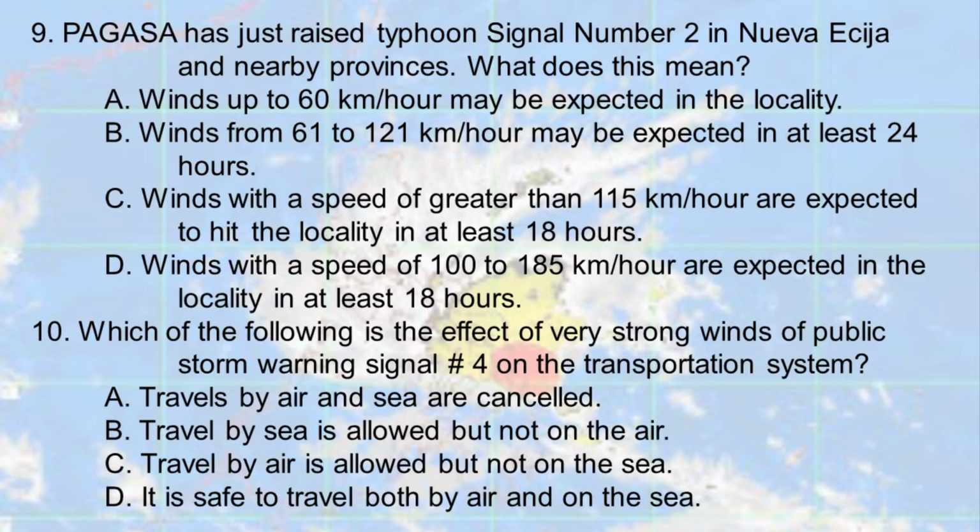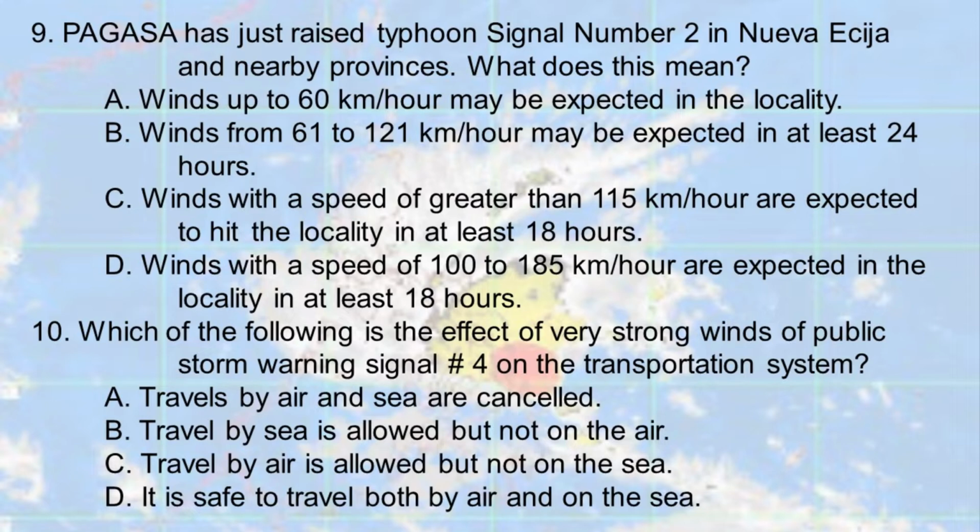PAGASA has just raised typhoon signal number 2 in Nueva Ecija and nearby provinces. What does this mean? A. Winds up to 60 km/h may be expected in a locality. B. Winds from 61 to 121 km/h may be expected in at least 24 hours. C. Winds with a speed of greater than 115 km/h are expected to hit the locality in at least 18 hours. D. Winds with a speed of 100 to 185 km/h are expected in a locality in at least 18 hours.